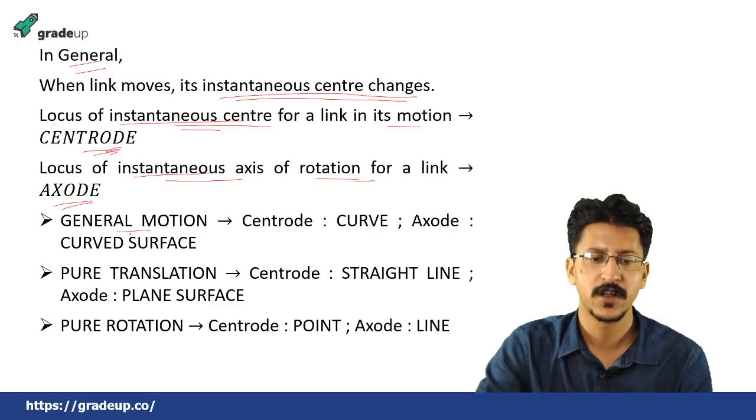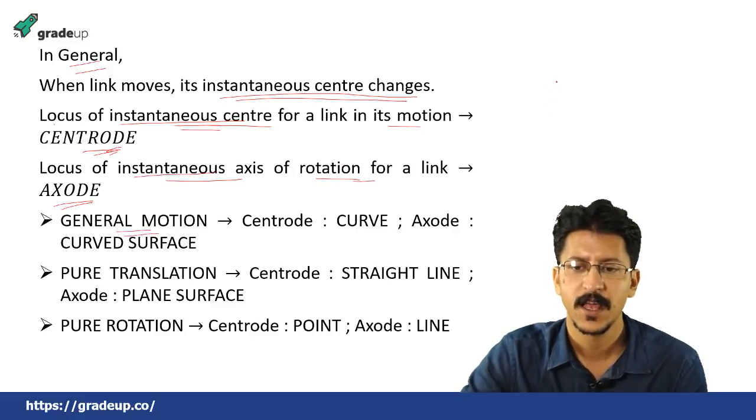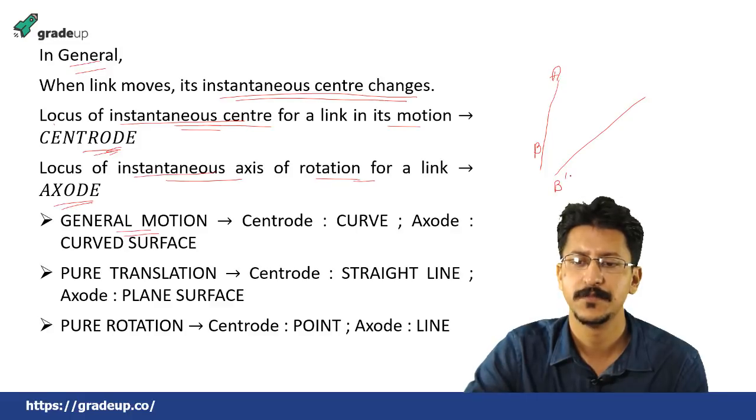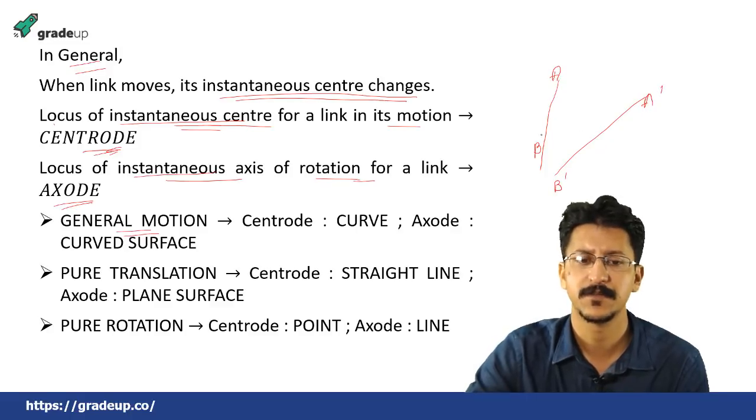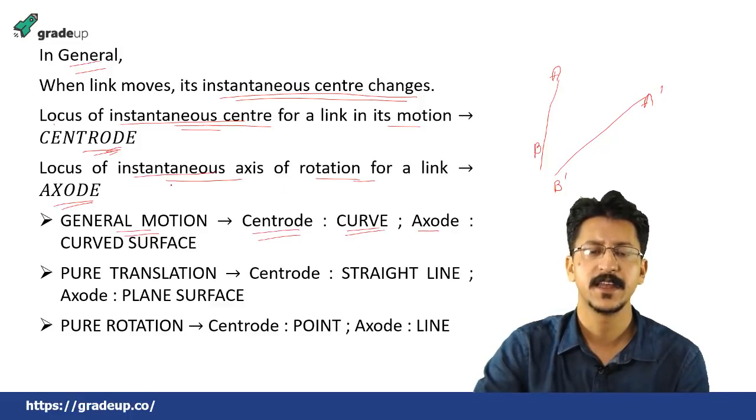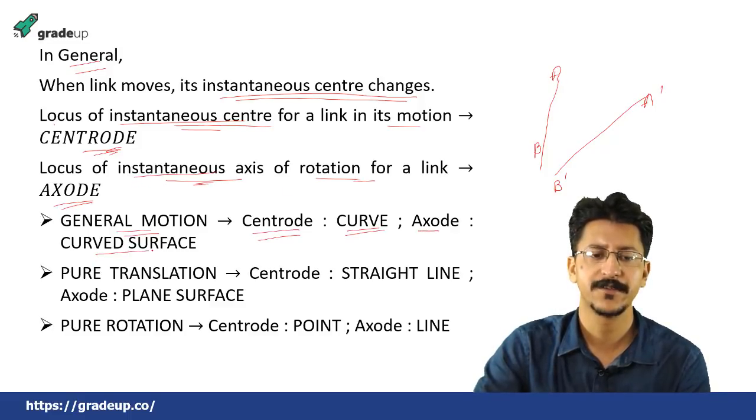In a general motion, like there is any link in a general motion, suppose it goes like this after some time. This is a link AB and this is A dash B dash after some time. So for this general motion, the centrode, or the locus of the instantaneous center, is a curve, and the axode, the locus of the instantaneous axis of rotation, is a curved surface.